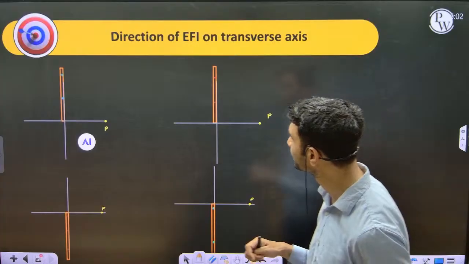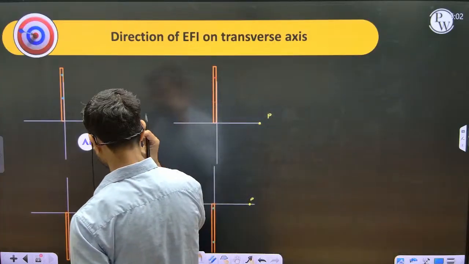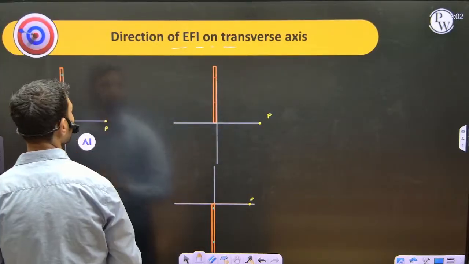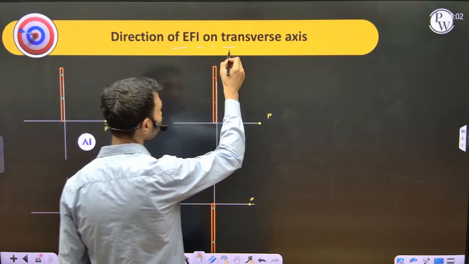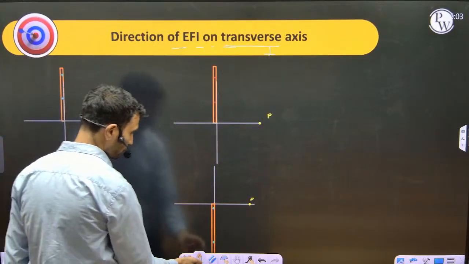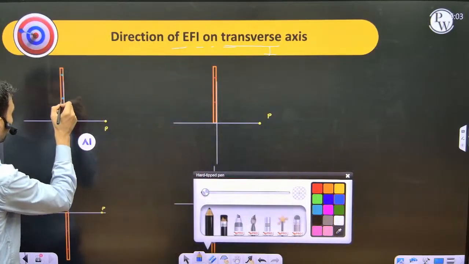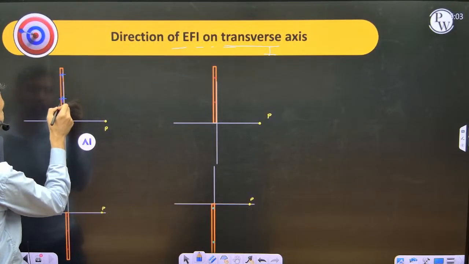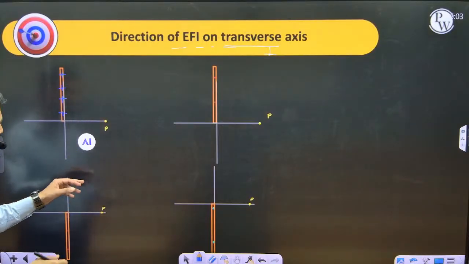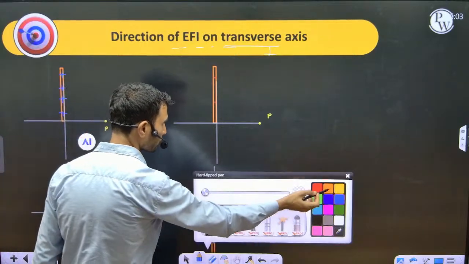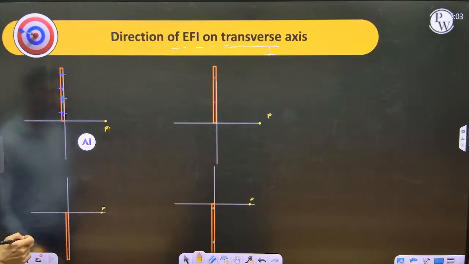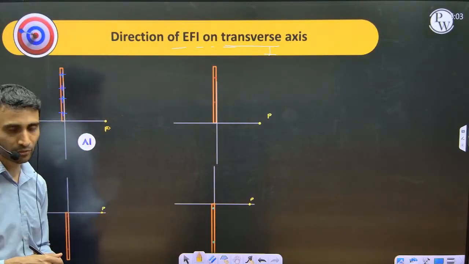Let's see. Here what we are going to do is find out the direction of the electric field on the transverse axis. What do you mean by transverse? This means perpendicular axis, right? So let's say you have a rod here which has got positive charge, and there is a point P here. At point P I have to find out the electric field. So that is what I have to do.